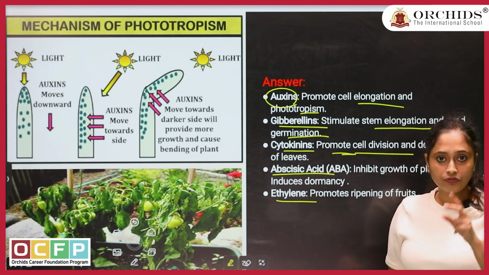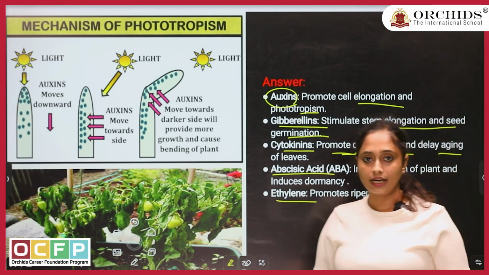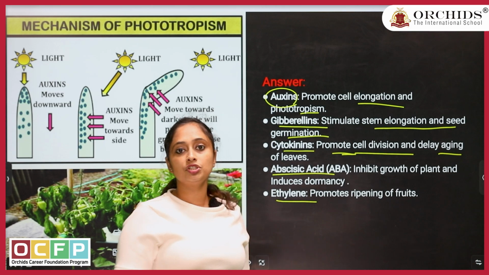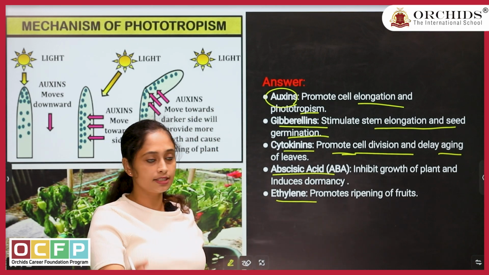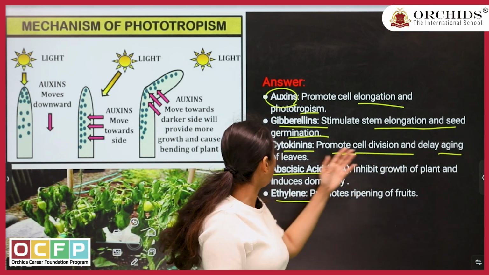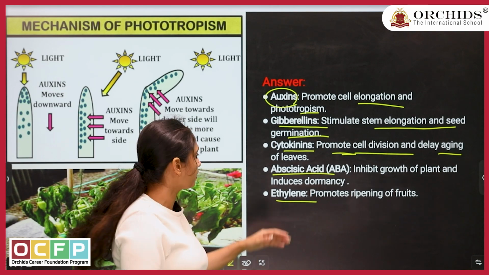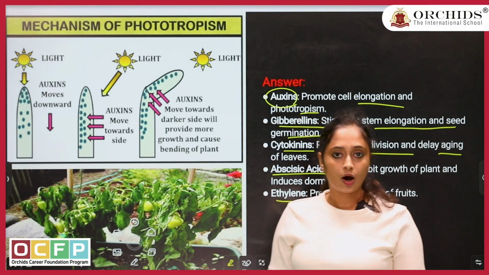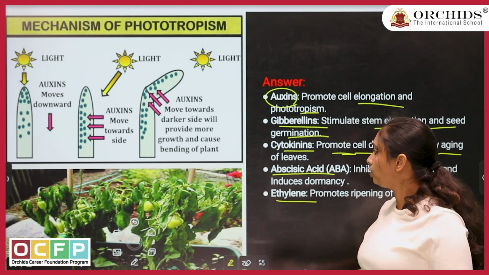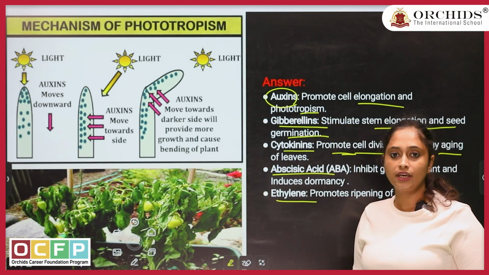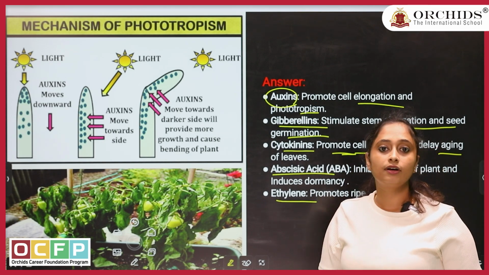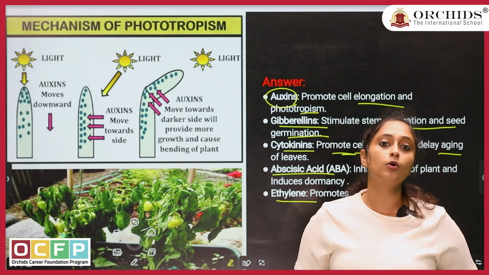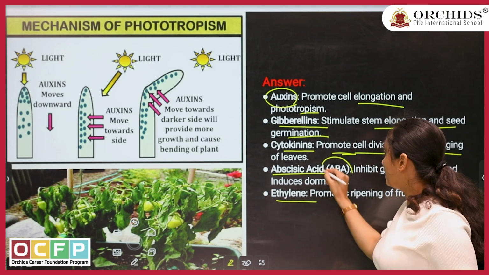So two functions for cytokinin. One is promote cell division, and rapid cell division is taking place in the fruit and the seed region, and the other is delay aging of leaves. These two are the functions of the third hormone, which we call cytokinin. Now move to the fourth one. So the fourth hormone, what is the name of the fourth one, we can say ABA, otherwise abscisic acid. The short form of abscisic acid is ABA.